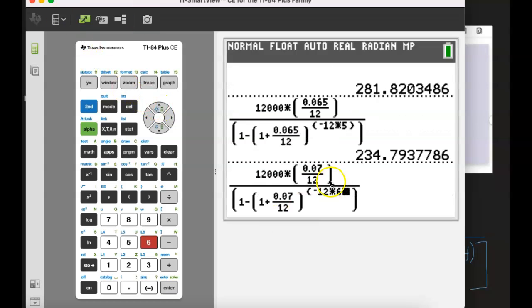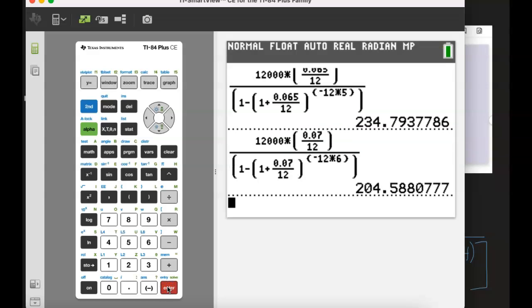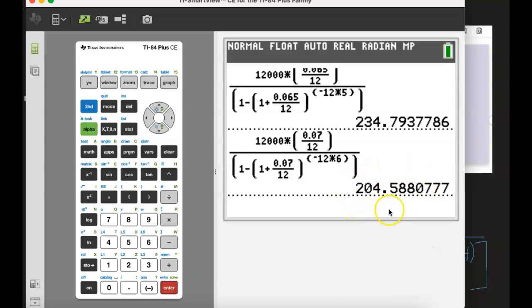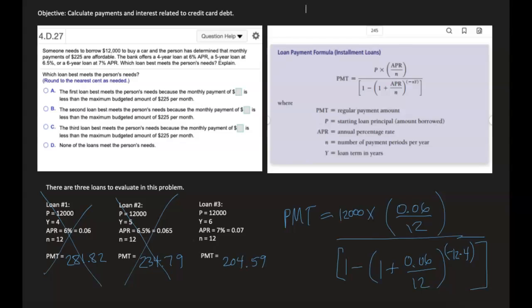So again, I just copied and pasted the expression, updated the values for loan 3, and I see that loan 3's payment is $204.59, and that is doable for this person because it's less than $225 per month. Again, just coming back to our question and making sure that we're answering the question that's asked. I see that the payments for loan 1 and 2 are more than what's affordable. And affordable is defined here as $225 or less. The payment for loan 3 is less than $225, so this is the loan that we would like to accept.